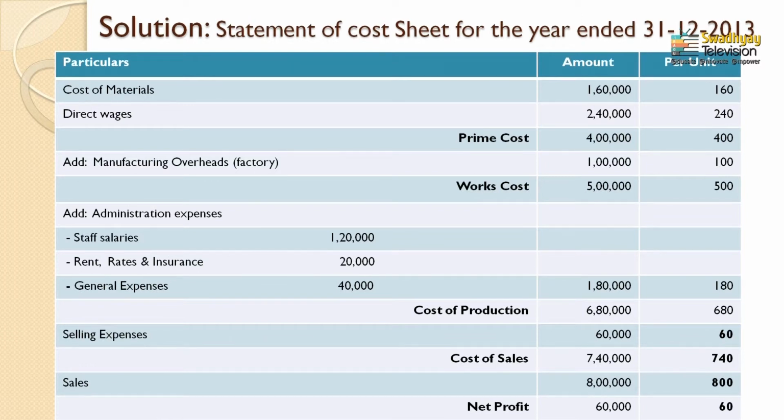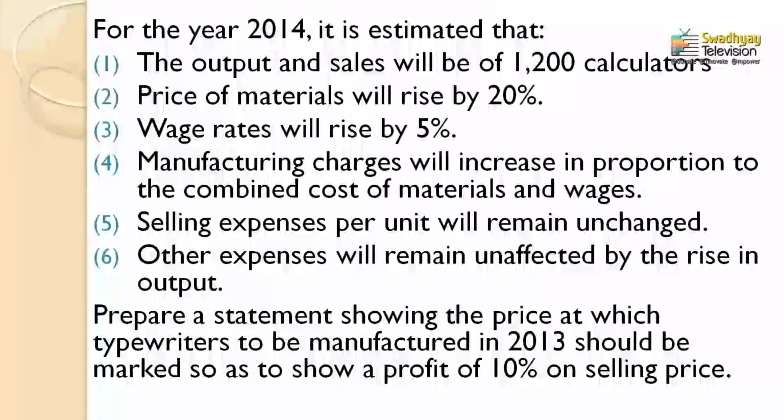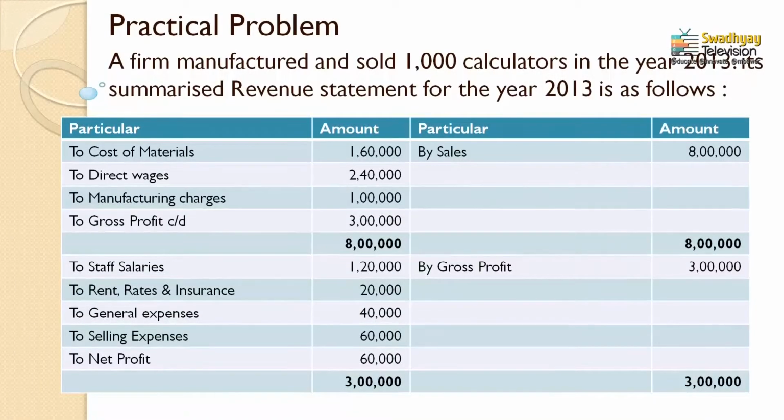This is your second part of the cost sheet. Now, till here we will identify the total amount of work cost or factory expenses or factory cost, which is actually a part of the first part of the revenue statement given in the question. Now, see the question again.